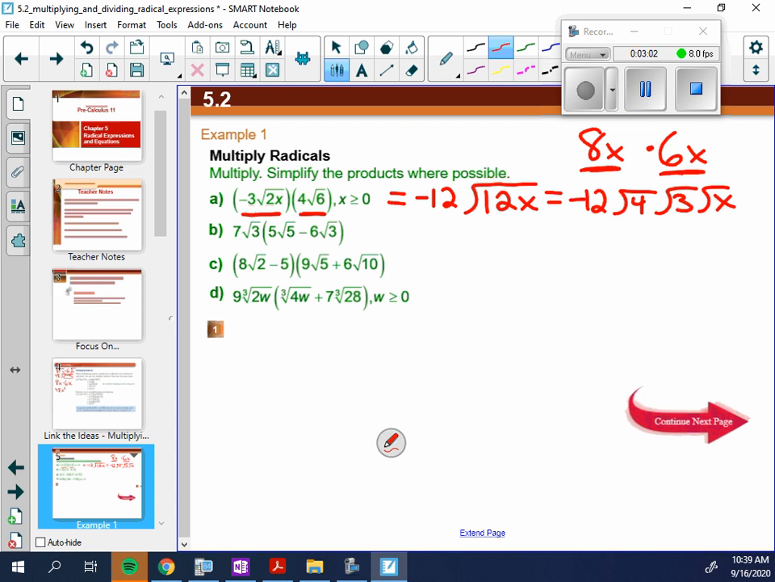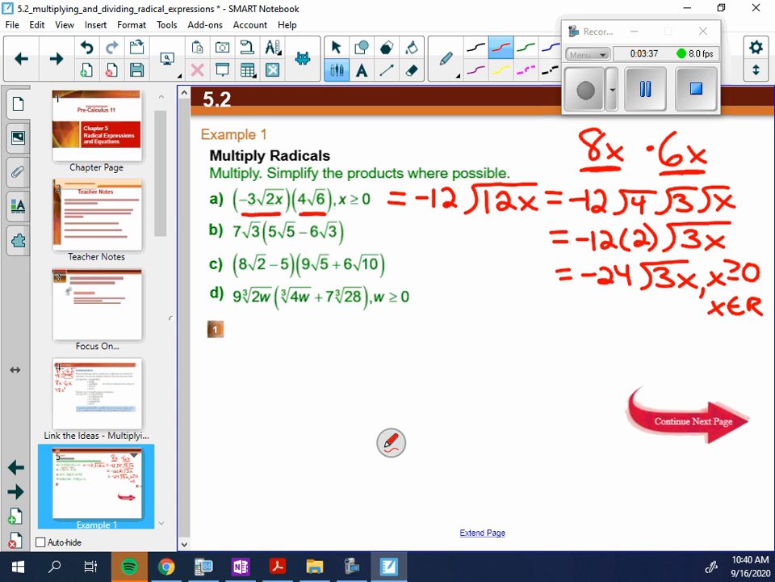It's fine. Okay? And what's the square root of 4? 2. Good. So I have a negative 12 times a 2. And then these two can go back together, or maybe you kept them together to begin with. This would be a negative 24 square root of 3x. And then I check. They did tell me that x had to be greater than or equal to 0. Is that still true? Because it should be. Yes, because x can't be negative under there because you wouldn't be able to square root it. Okay, so x is greater than or equal to 0. Good?